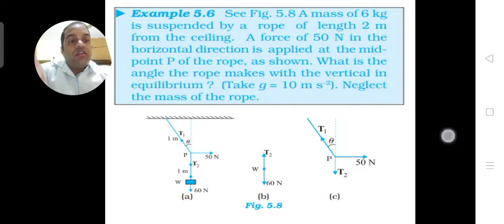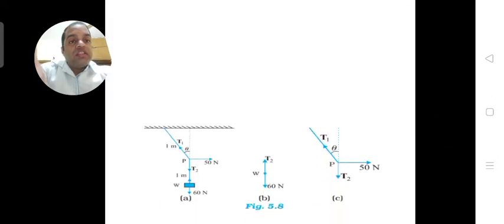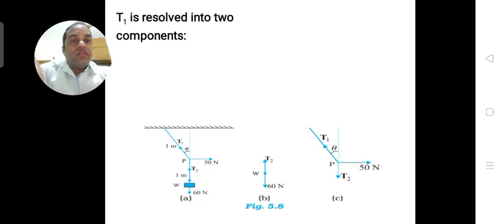This is the same picture. T1 is resolved into two components. Firstly, we will mention the tensions in the string, as the force of 50 Newton is applied at point P. So tensions will be away from the point. So T1 will be in the upward direction and T2 is in the downward direction. We have assumed this thing.